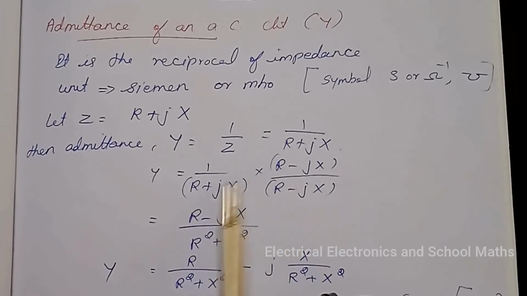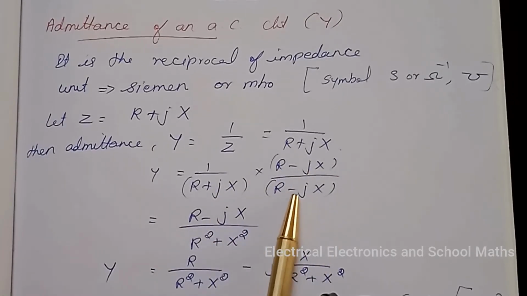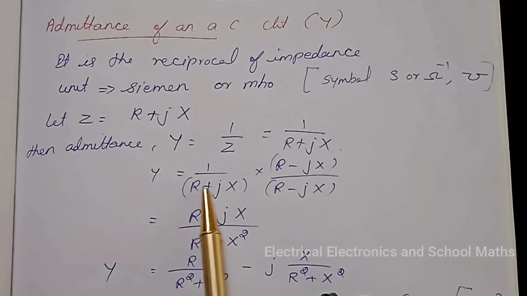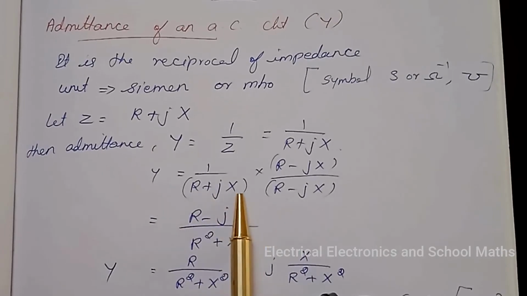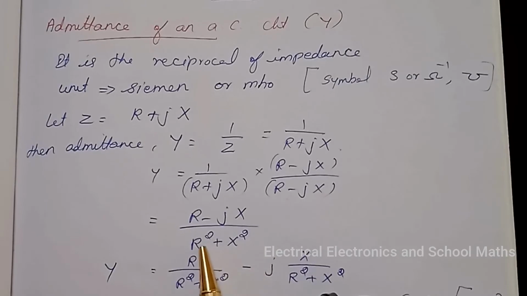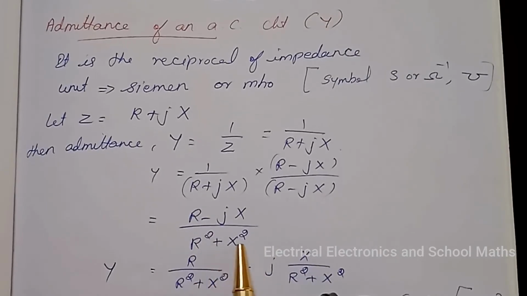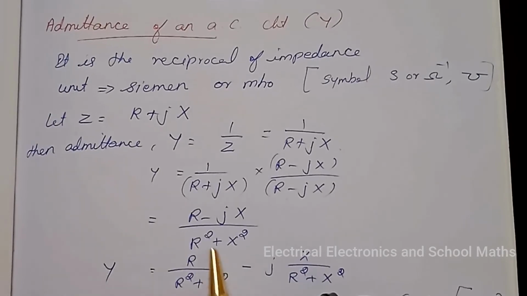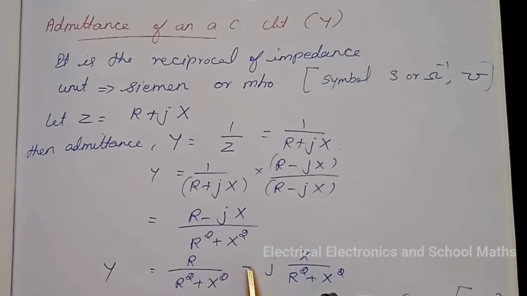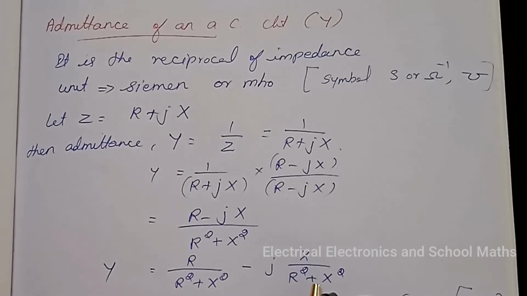So multiply numerator and denominator. Then we get R minus jX divided by, this is in the form of A plus B into A minus B, that is A square plus B square. So we get R square plus X square, that is Y is equal to, separating these two parts, R by R square plus X square minus j into X by R square plus X square.